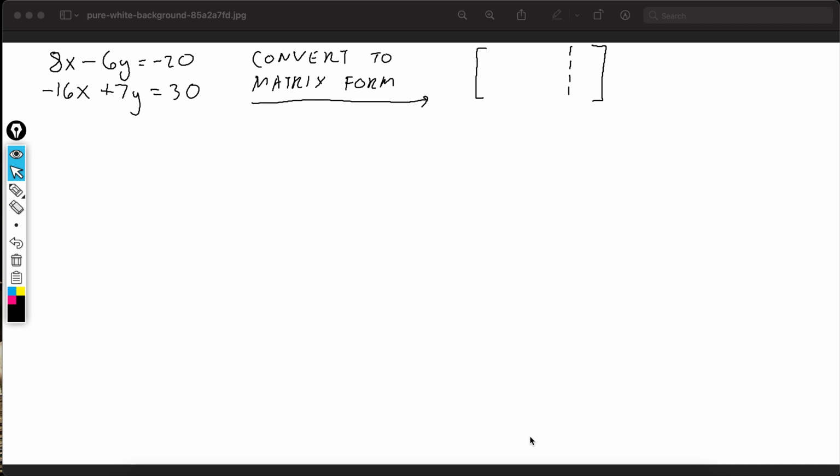All right, boys and girls. So the question is, convert the systems into augmented matrices and solve them using row echelon form.